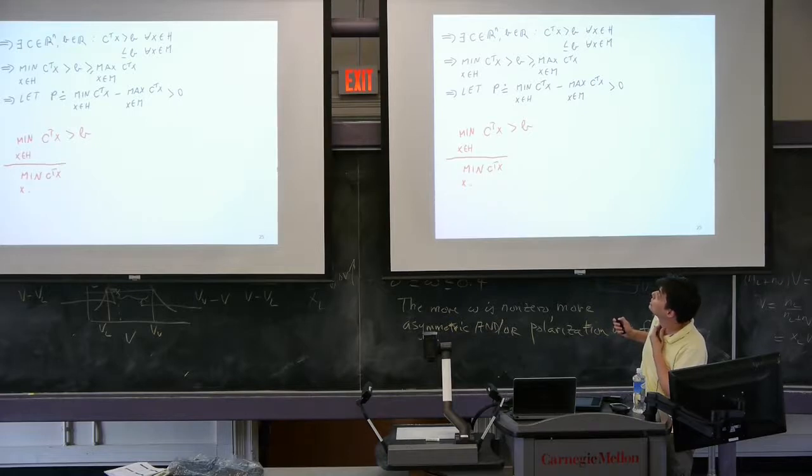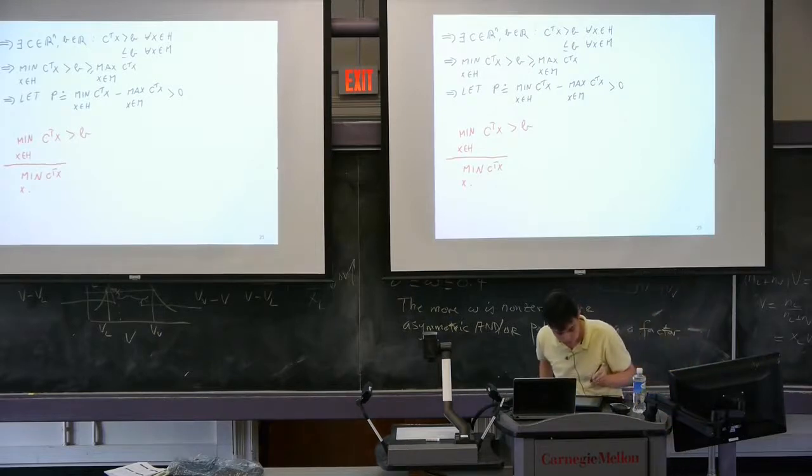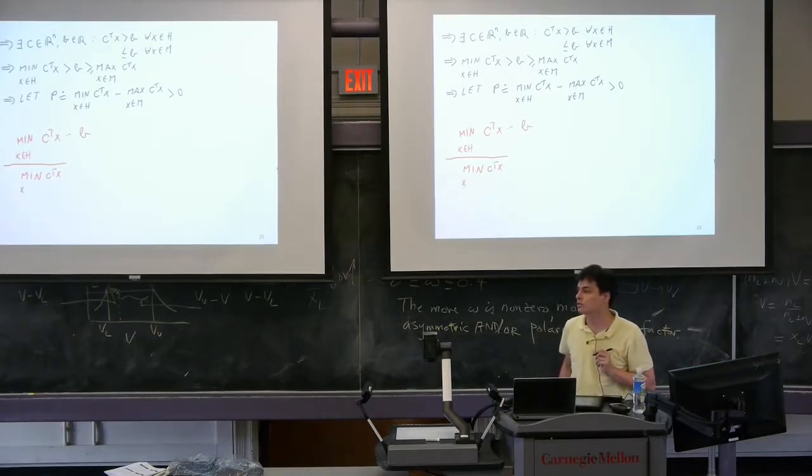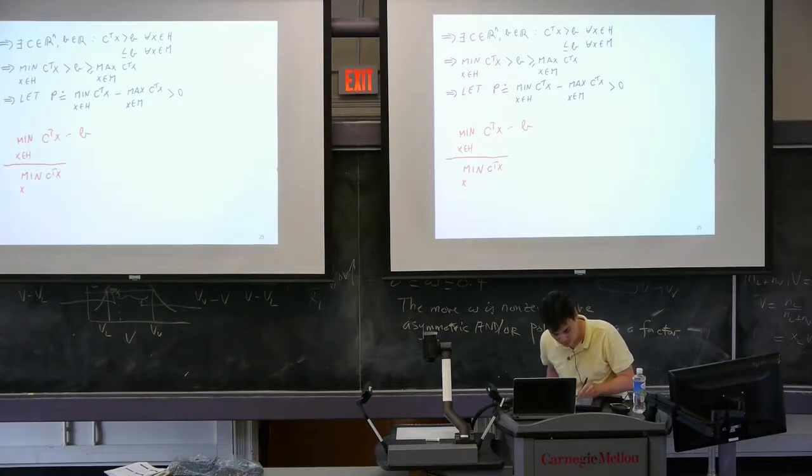So C transpose X minus B is bigger than 0, that's what you know. So you want, instead of this, C transpose X minus B. Right. Yeah, this will be bigger than 0, we know that. Well, then you find the minimum.